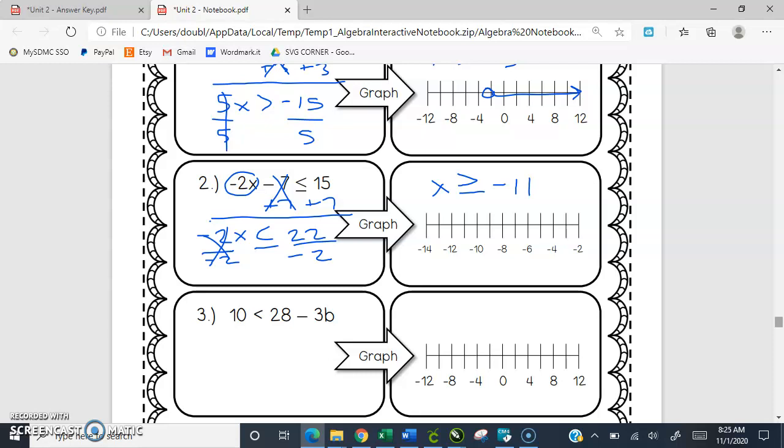So we go to the negative 11 mark. Let's make our circle. It has a line underneath it, which means it's included, it's equal to. So I'm going to color in my circle. And it says greater than. So I'm going to go to the right.